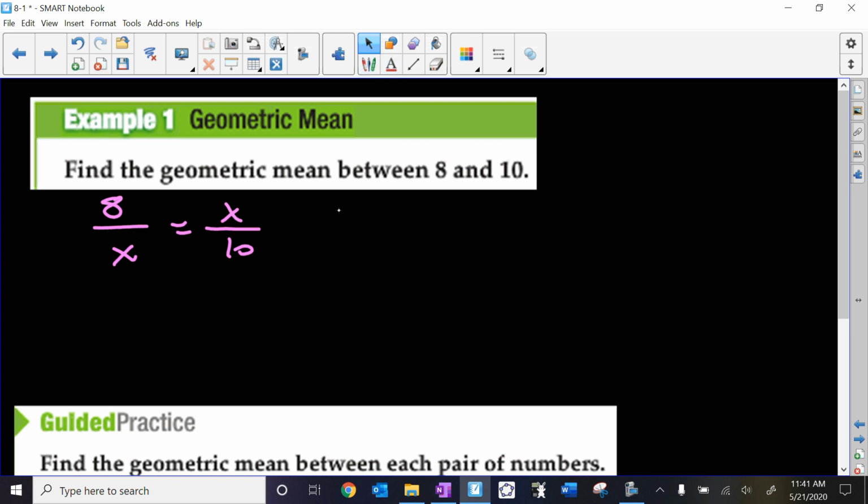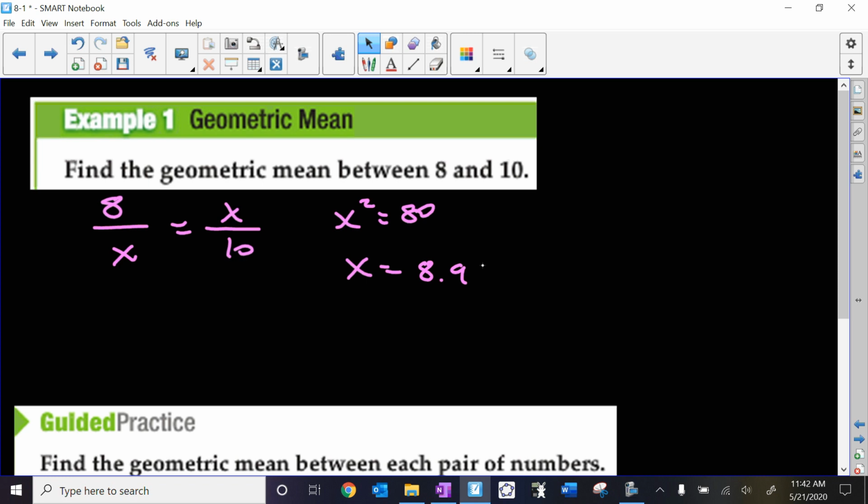So that's going to get us x times x is x squared equals 8 times 10 is 80. And then you can take the square root of that. And when you take the square root of it, you are going to get really close to 8.9.